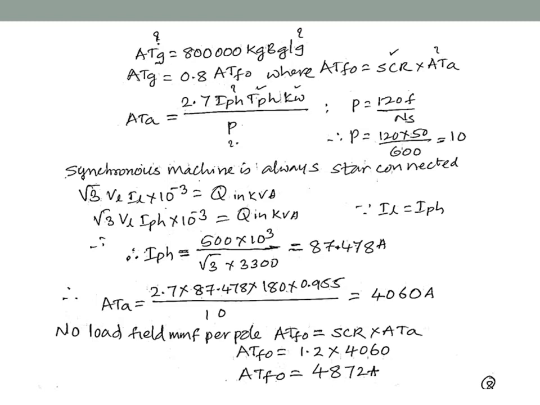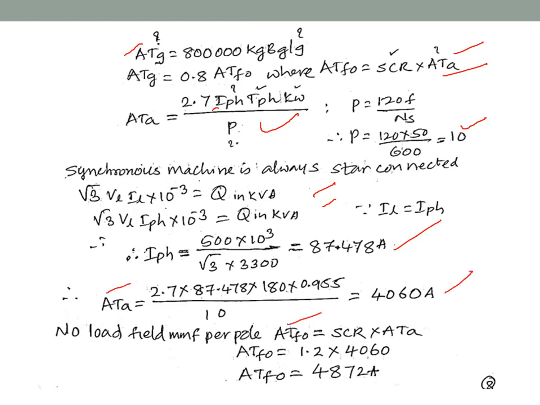So now ATG is equal to, this is the basic formula, 0.8 ATF naught, where ATF naught is equal to this. So ATA you find using this equation. For this, P is unknown; P is found out to be 10. Then I want IPH. So IPH I can find out using this equation. These are the equations we have already discussed several times. IPH comes out to be 1.478. So ATA you can calculate.